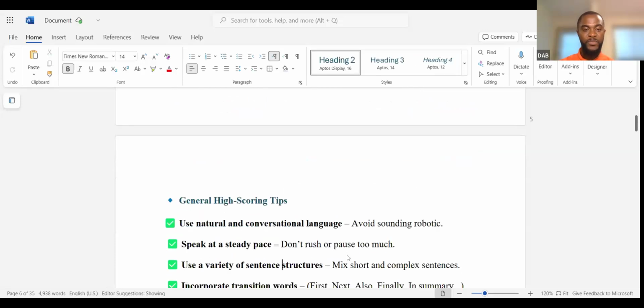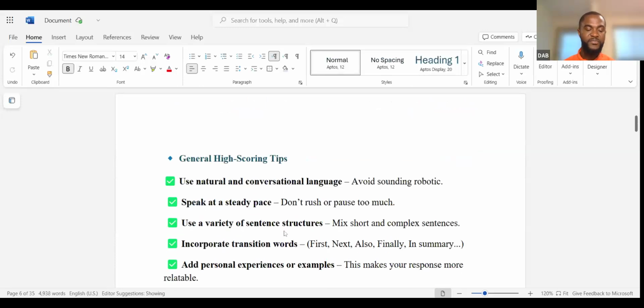So for the task one, giving of advice, these are some of the general tips. Use natural and conversational language. You shouldn't sound as if you have memorized everything in your head. Avoid sounding robotic, like you are stiffly reciting something. No, it should flow. It should be a normal conversation. You should picture the person sitting in front of you, and then you giving the person advice.